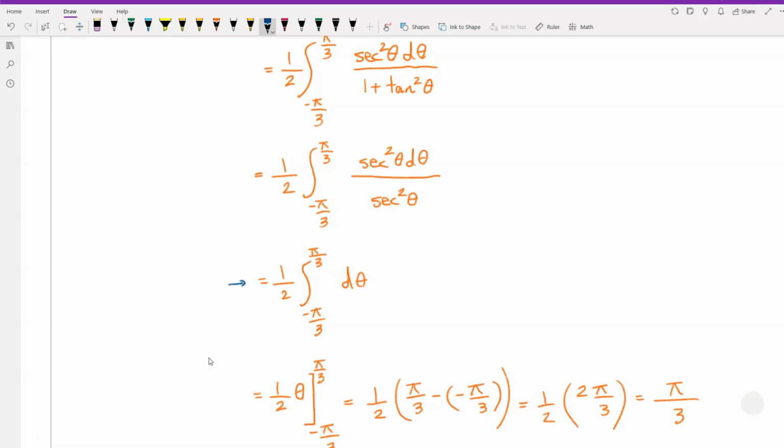So here we have 1 over 2 integrate d theta. So that is equal to 1 over 2 times theta, and this is from negative pi over 3 to pi over 3. So that is equal to 1 over 2 times, using this part first instead of theta, so we have pi over 3 minus, use this instead of theta, negative pi over 3. So this part is 2 times pi over 3 multiplied by 1 over 2, cancel that part, the answer is pi over 3. So this is our final answer for this part.